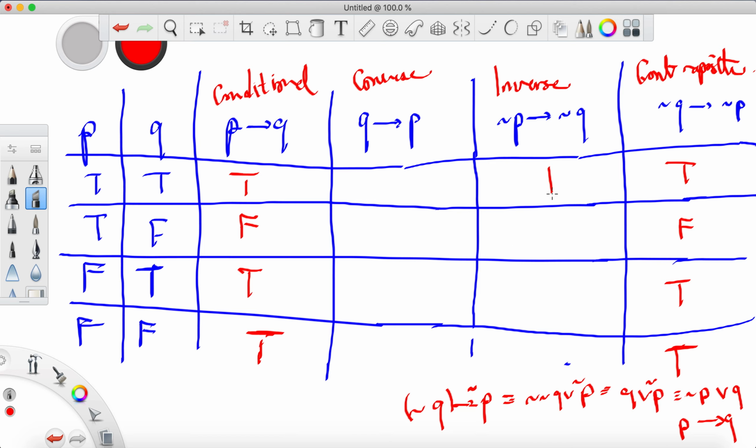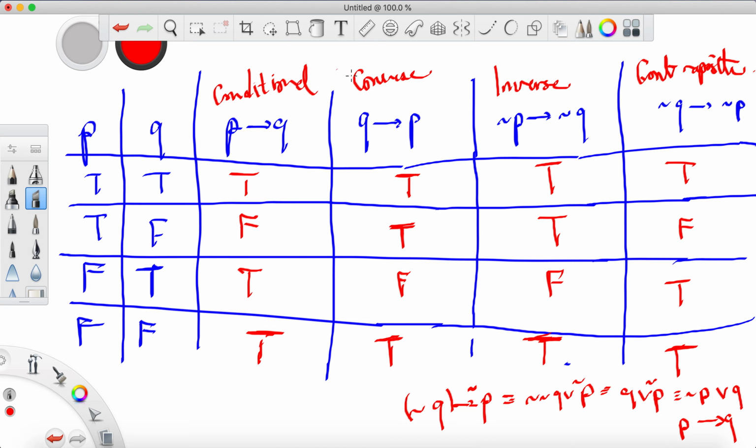The inverse, this one's a little tricky, so it's actually true, true, false, true. And the converse is equivalent to the inverse: true, true, false, true. The converse and inverse are equivalent in exactly the same way that the original conditional and the contrapositive are equivalent.